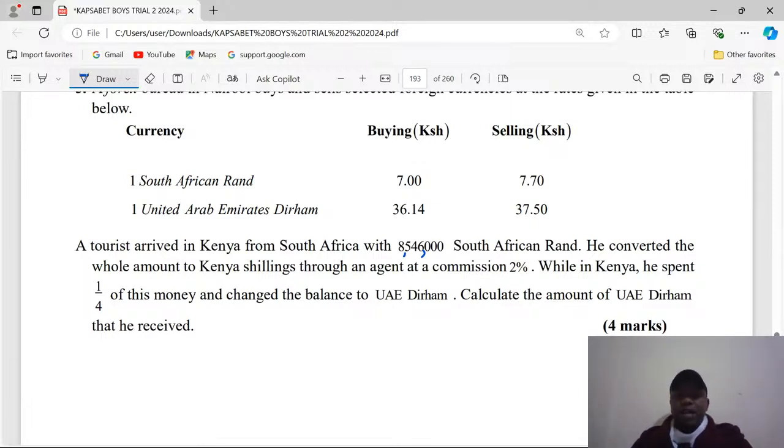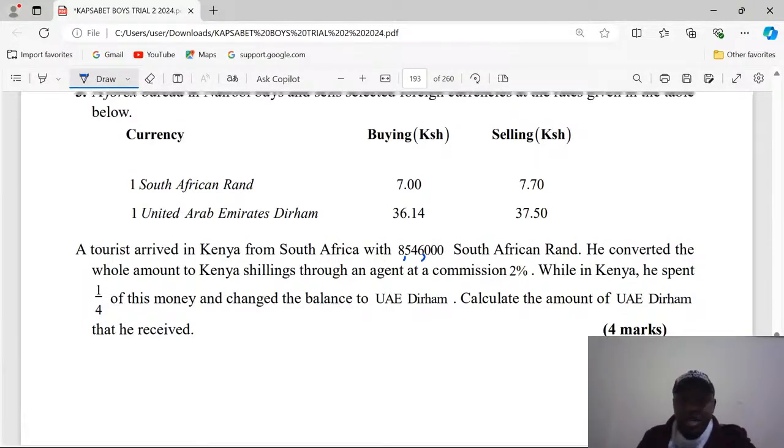A tourist arrived in Kenya from South Africa with 8,546,000 South African rand. He converted the whole amount to Kenya shillings through an agent at a commission of 2%. While in Kenya, he spent 1/4 of this money, or that is a quarter of this money, and changed the balance to UAE dirham. Calculate the amount of UAE dirham that he received.